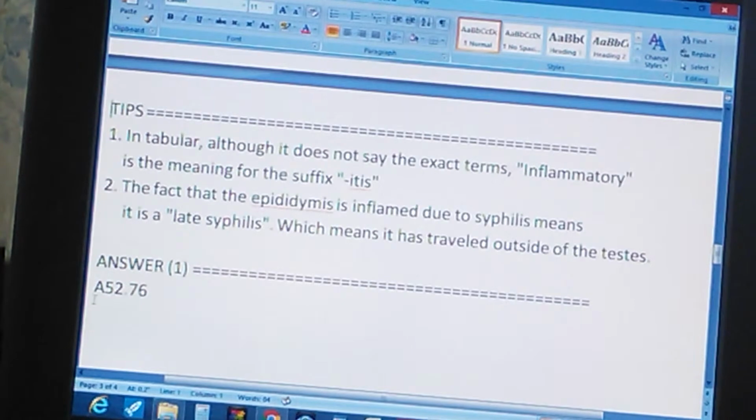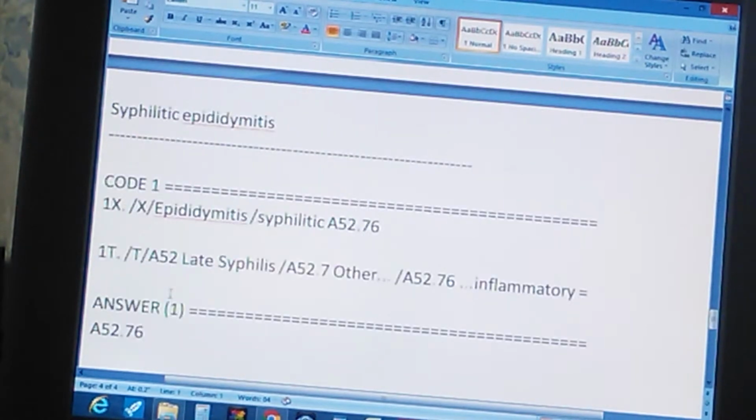You're aiming for A52.76, okay? So try to get the path to that. We're gonna pause the video in 3 seconds. 1, 2, 3, and then we're gonna give you the whole summary. Okay, the whole summary. The problem is syphilitic epididymitis, right? And we ask you to give us the ICD-10 code for this.